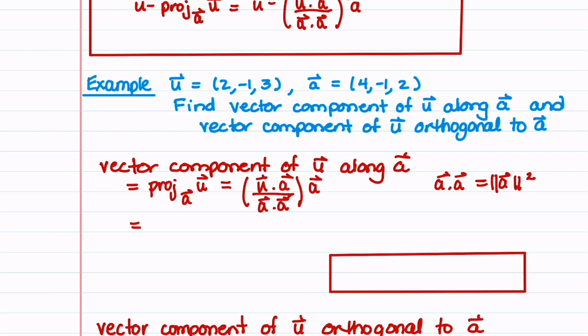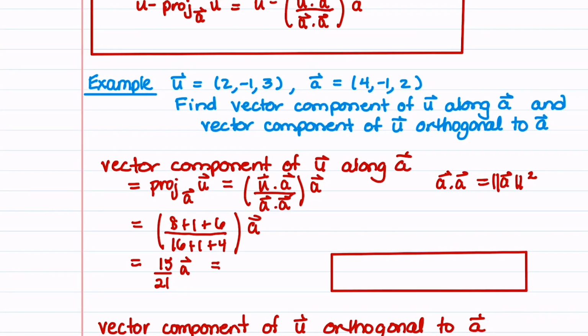Let's now compute this. We're taking u, dotting it with A. On the top, we're going to get an 8 plus 1 plus 6. And on the bottom, we dot A with itself, so we get 16 plus 1 plus 4. That gets multiplied by A. When we do that arithmetic, we get a 15 on top and a 21 on the bottom. So 15 over 21 A. We can simplify that by dividing 3 into each, so we have 5/7 A.